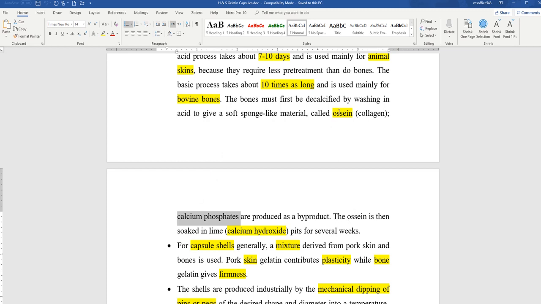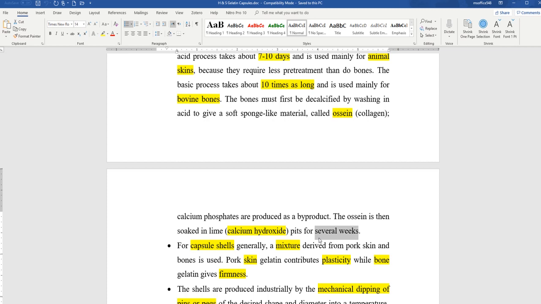Now the osine that we want to use for gelatin is then soaked in lime. Lime, which is basic hydrolysis, and it takes long time. It can take 2 to 3 months for this process. So we put it in lime. Lime does not mean the lemon. Lime refers to calcium hydroxide, which is a base material, calcium hydroxide. So we leave it there for several weeks to produce gelatin B.